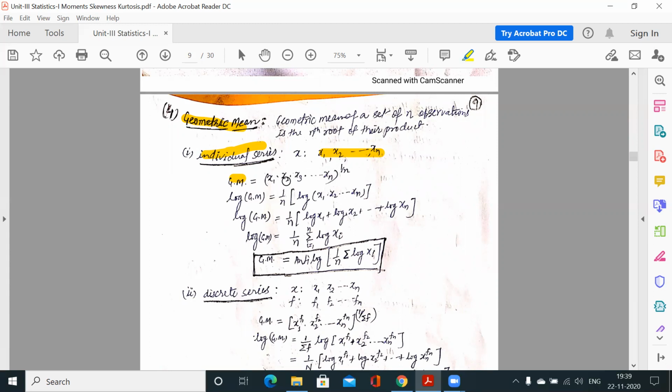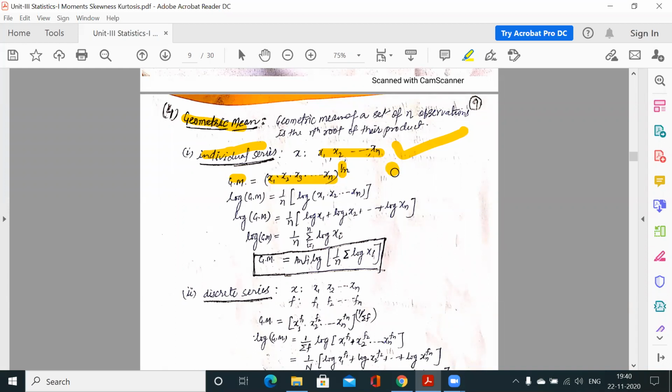Suppose we have 2 values in the data. Then it is the square root of the product of the first into the second value. If we have 3 values, it is the cube root of the product of first into second into third value. Similarly, if we have N values, the geometric mean is the nth root of the product of N values. How to calculate? It is very difficult if we have more numbers, suppose 50 numbers. You have to multiply 50 numbers and calculate the 50th root of that product. The product may be a very big number.